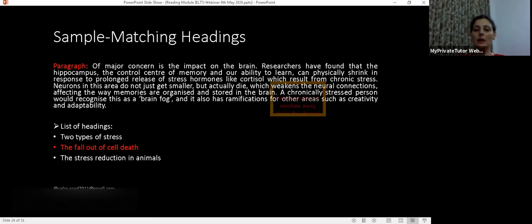You have to read it out. You have to understand it. Is it giving the whole meaning of it? This heading is not totally telling you about the two types of stress. What sort of two types of stress? No, the stress reduction in animals, no, it is not. This paragraph does not have information about the stress reduction in animals. It's about our brain, how stress causes an imbalance of the cells. After reading the paragraph, the most suitable heading goes with the second one. You have to attempt this question like this.